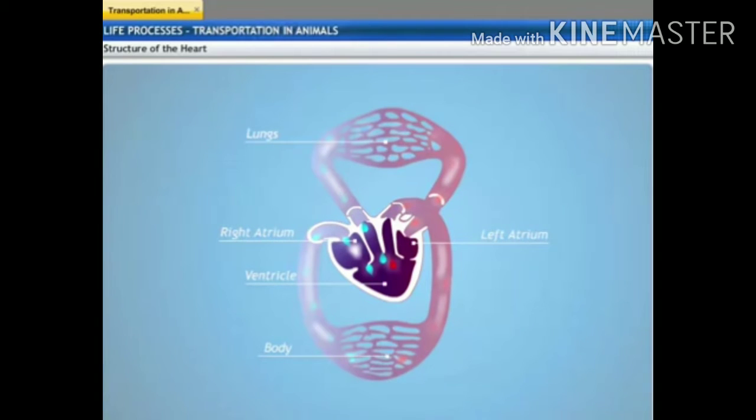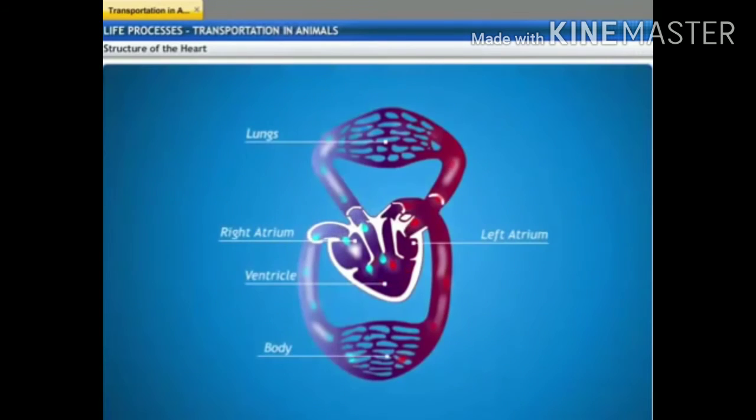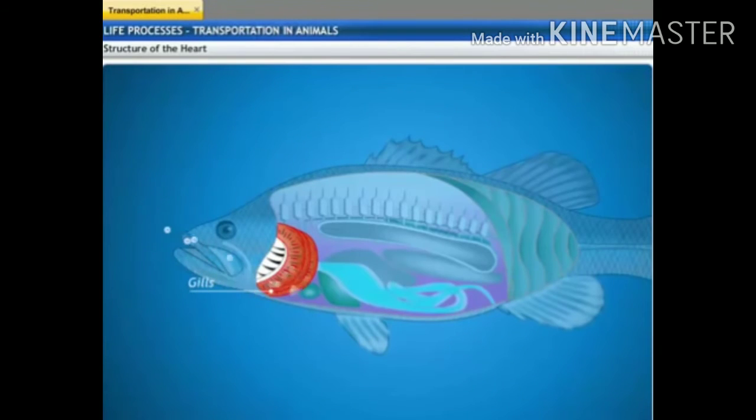The disadvantage of a 3-chambered heart is that oxygenated blood mixes with deoxygenated blood, as there is no mechanism to keep them separated. Although fish have a 2-chambered heart, most of the oxygen required by the body is extracted by the gills.